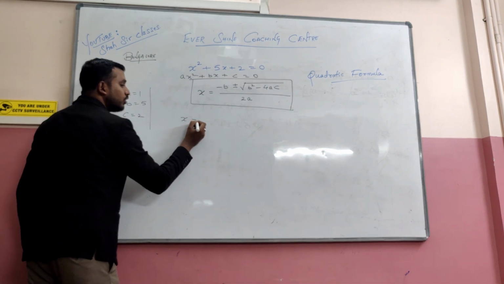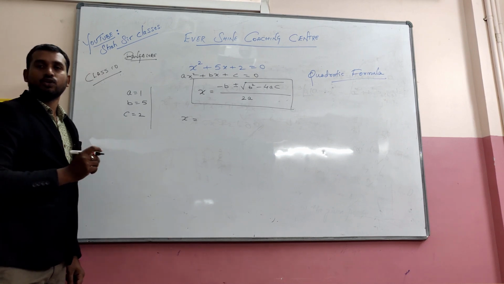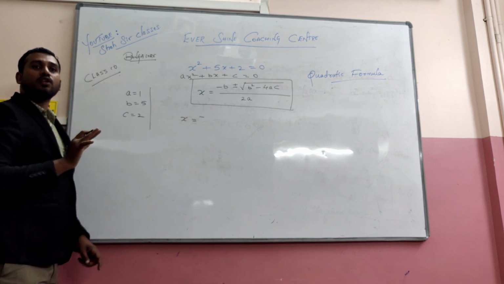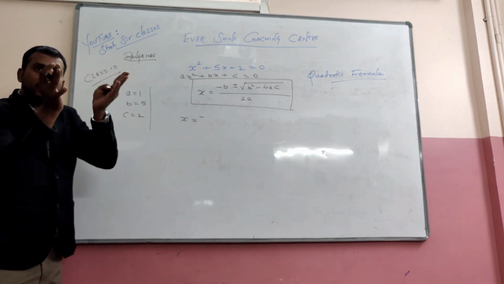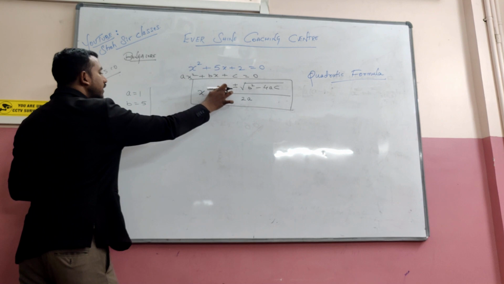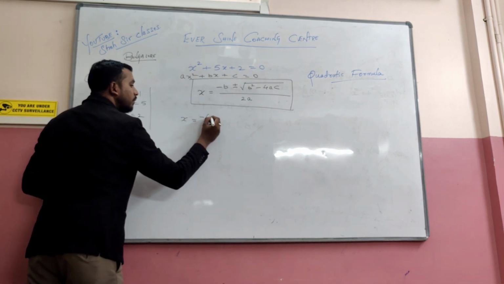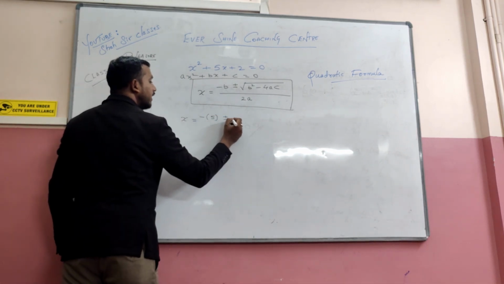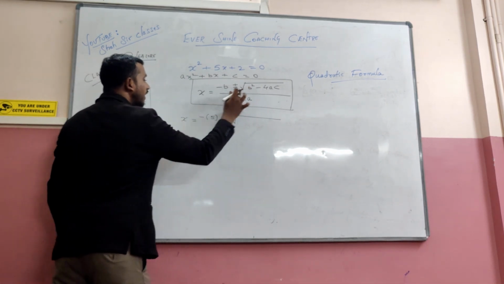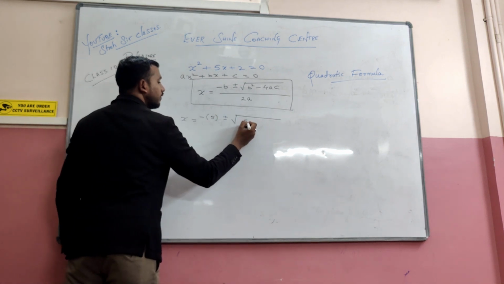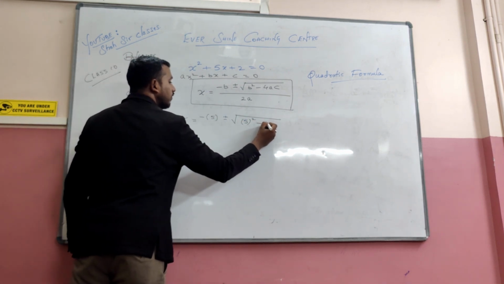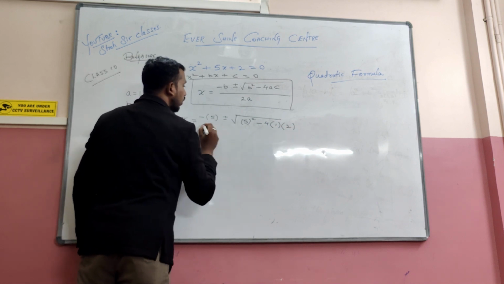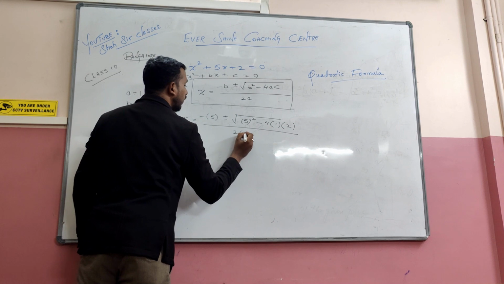Now x is equals to, see, minus is here, right? Minus b value. Substitute the A, B, C values in the bracket. What is the value of B? Plus 5. Write the B value in the bracket. Then plus or minus root of b value plus 5 whole square minus 4 as it is, value of A is 1, value of C is 2, whole divided by 2 into value of A is 1.